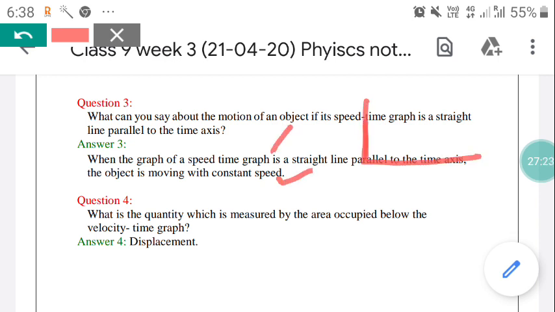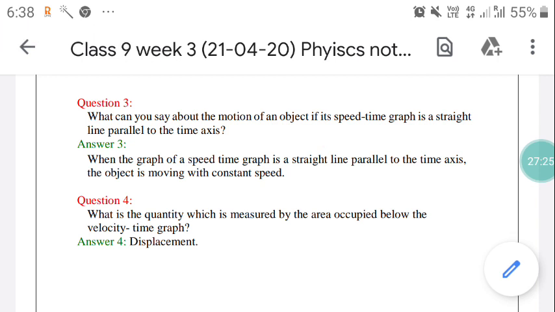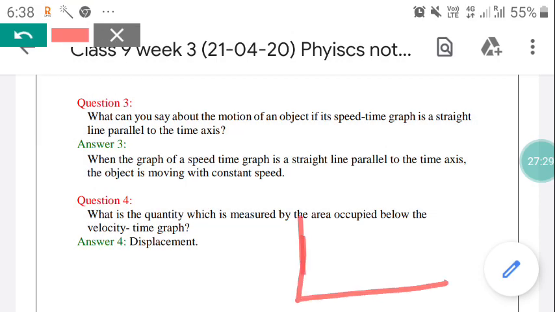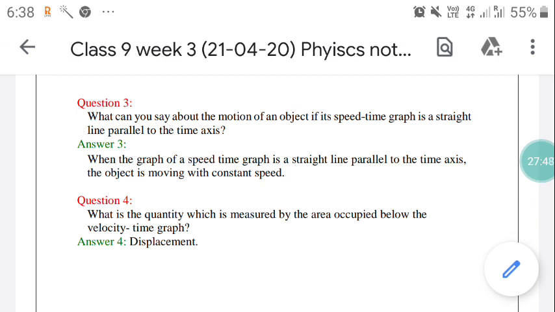Here the graph is speed versus time. Suppose I write v instead of the full name, and this is t. It is parallel to the time axis. It means the object is moving with constant velocity. At every second, the speed is the same. So that's why it is parallel to the time axis. What is the quantity which is measured by the area occupied by the velocity time graph?